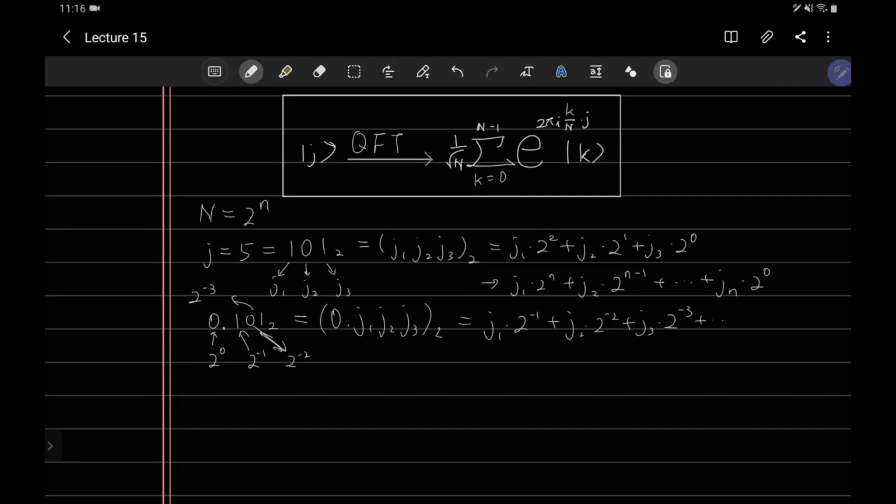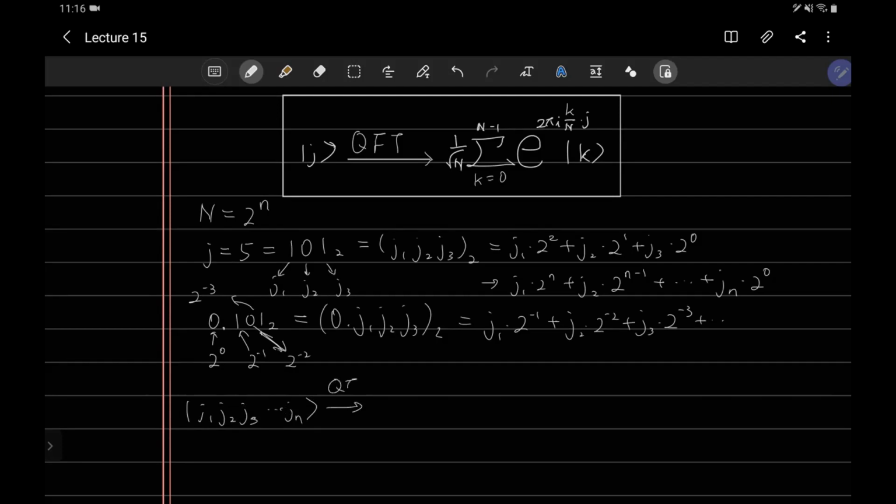And one of the claims I just showed you on the previous page is asking whether I can express this one in terms of j1, j2, j3, and up to j sub n.